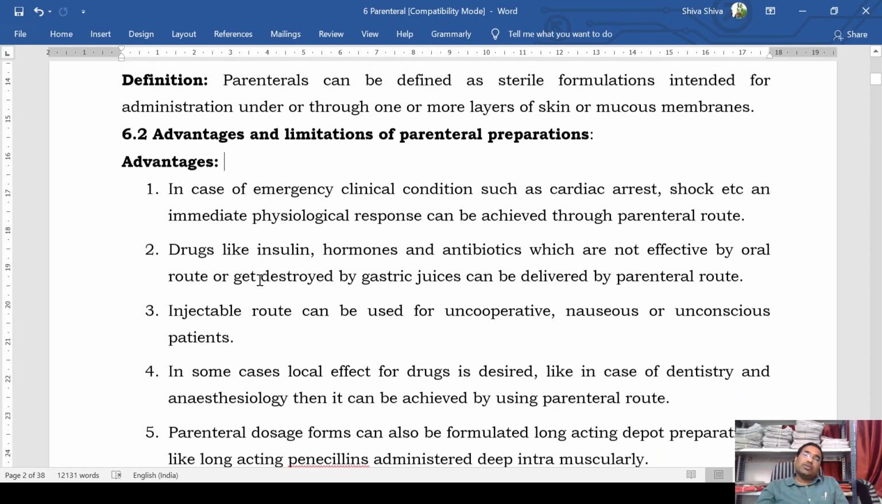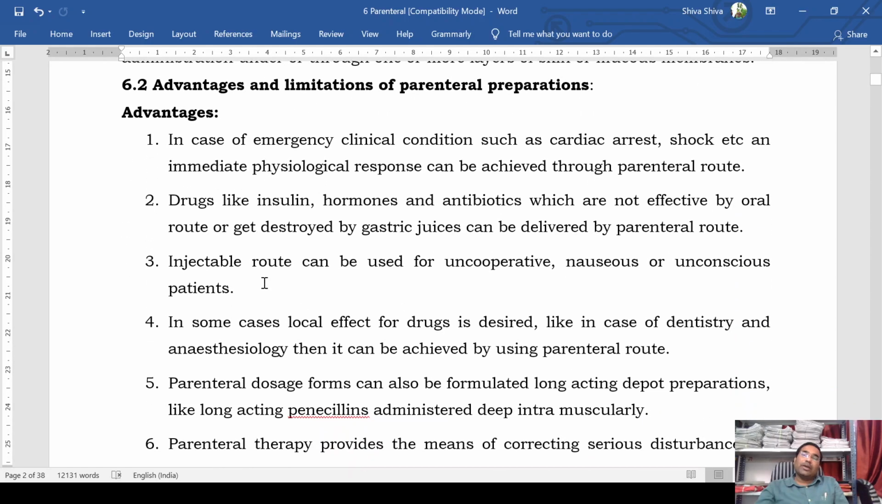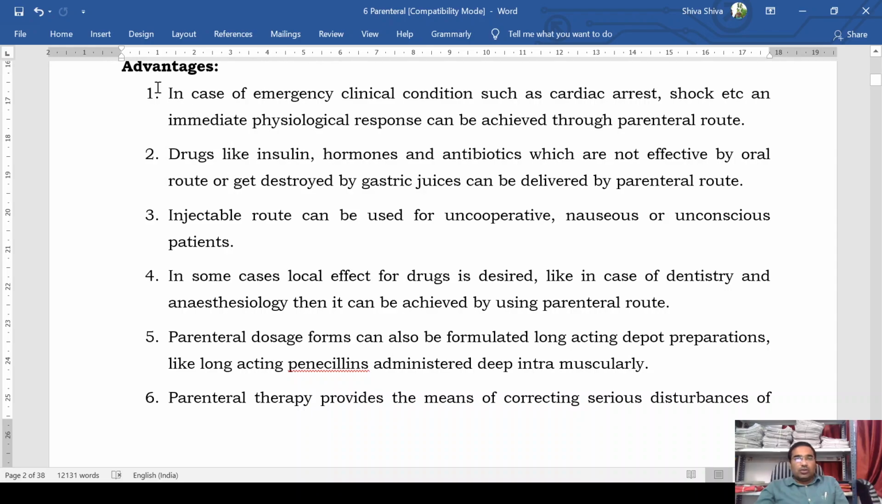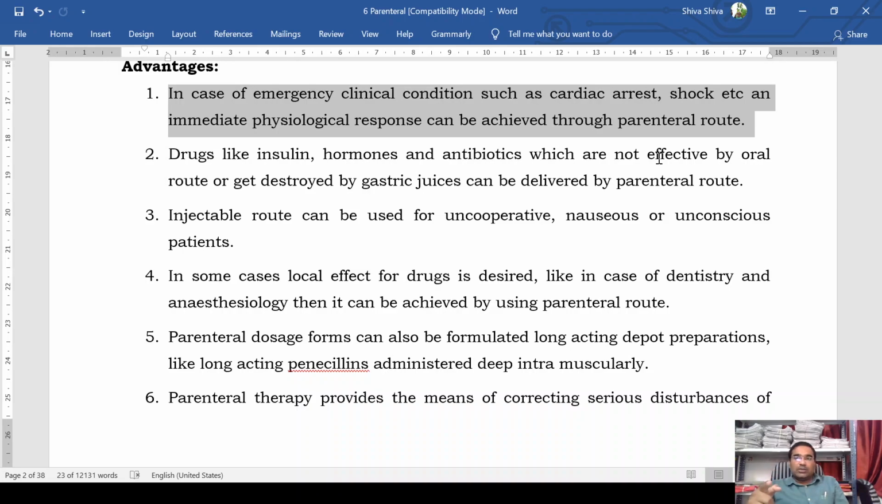So we have to see various advantages related to parenteral products. One of the main advantages of parenteral products is that in case of emergency clinical conditions such as cardiac arrest, shock, etc., an immediate physiological response can be achieved through the parenteral route. So by using the parenteral route, a quick response of any drug can be obtained, which is useful for very serious or emergency conditions such as heart attack.